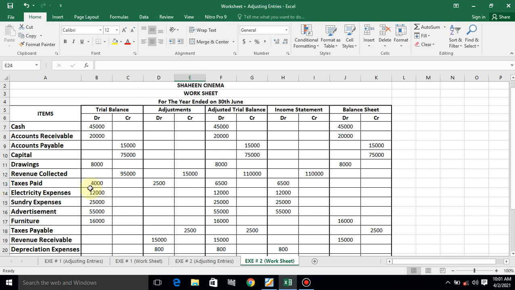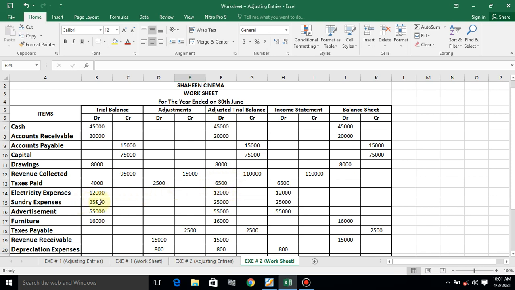Then we have taxes paid or tax expense, which was 4,000 rupees on the debit side in the trial balance, and in adjustments it was 2,500 rupees on the debit side. So debit side and debit side, it means that you have to add up these two values. You will get 6,500 rupees. Again, you have to mention it on the debit side in the adjusted trial balance.